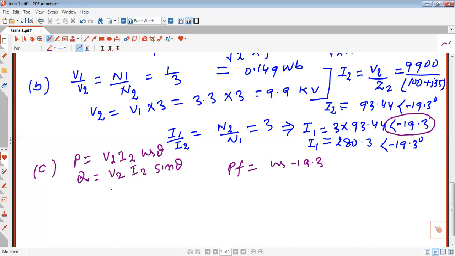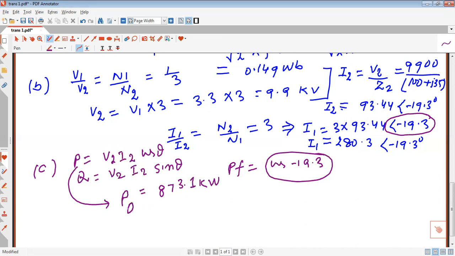This relation we can use, and by putting the value of cos and putting V2 and I2, from here we will get P, the real power, as 873.1 kilowatt. V2 is how much? V2 is already calculated as 9.9 kilovolt, and I2 is already calculated as 93.44, and cos of this much, after division by 1000, will come like this.